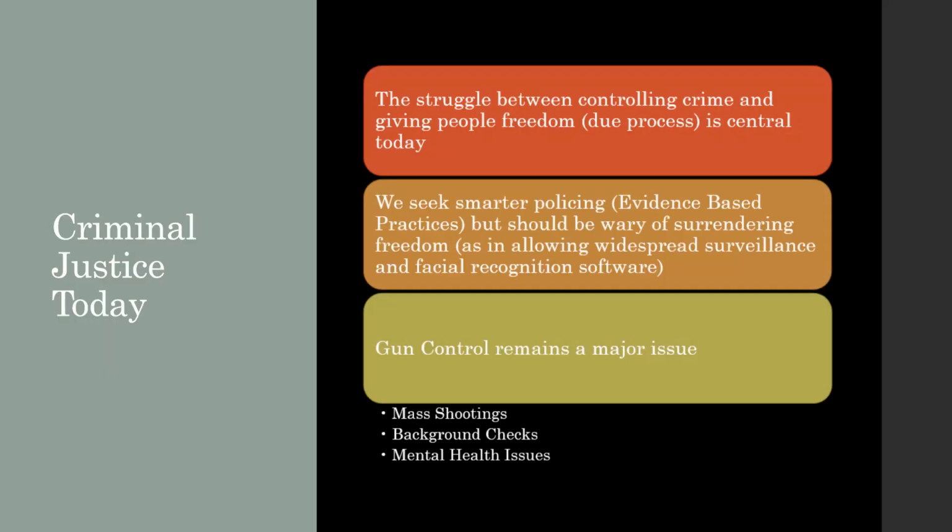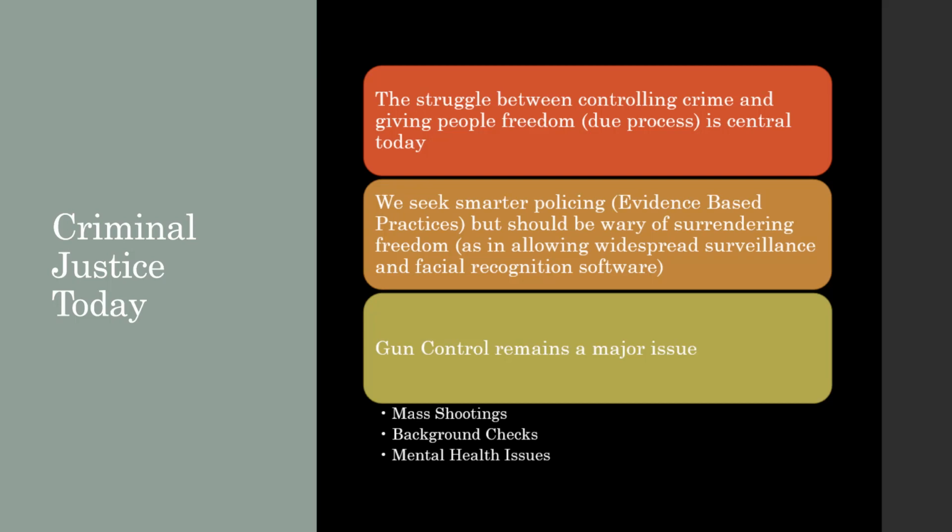All right, so criminal justice today is in many ways a struggle between two broad ideas. One is due process. I want to live in a free society. The other one is safety. I want to live where there's less crime. So we say there's a struggle between the crime control model and the due process model. We also today are seeking better policing, and we're going to talk about evidence-based practices. But we should be wary that these can result in an attack on due process, a surrendering of our basic freedoms.